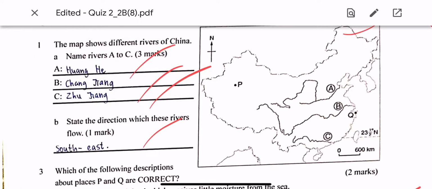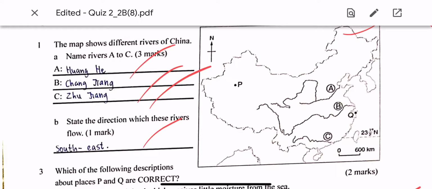So, ABC, some of you wrote 海河 and 淮河 for A and B, which is not right. The three major rivers in China for ABC should be Huanghe for A, and then Changjiang for B. Some of you wrote Yangtze River, also okay. And for C, it should be Zhujiang, and some of you wrote Pearl River. I'll just let you go.